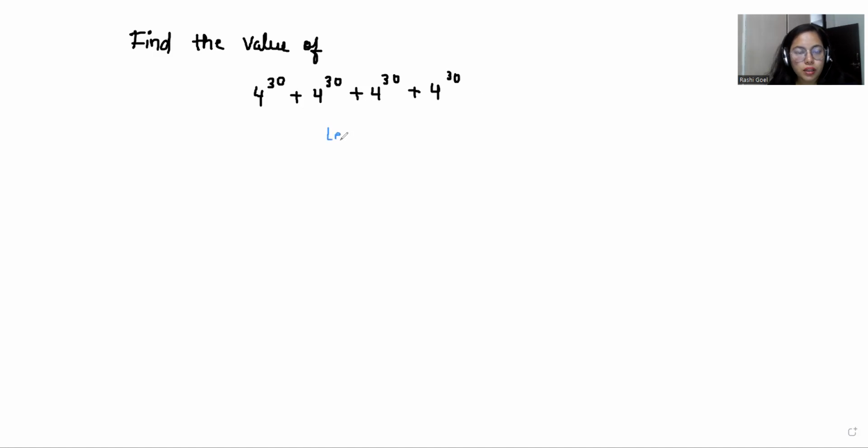So I am assuming that let 4^30 be x. So I can write it as x + x + x + x, which equals 4x. Now 4 multiplied by x, I can write it as, and in place of x, what can I write?